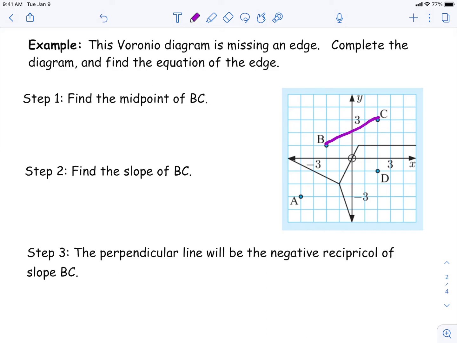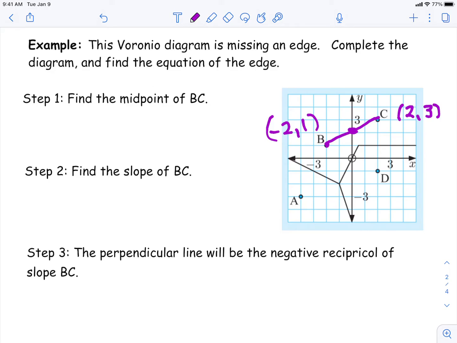So we're going to find the ordered pairs. The ordered pair for C is 2, 3, and then the ordered pair for B is -2, 1. And now we're going to find out where the halfway point is. You can probably see it looks like it's 0, 2. So let's go ahead and find it.